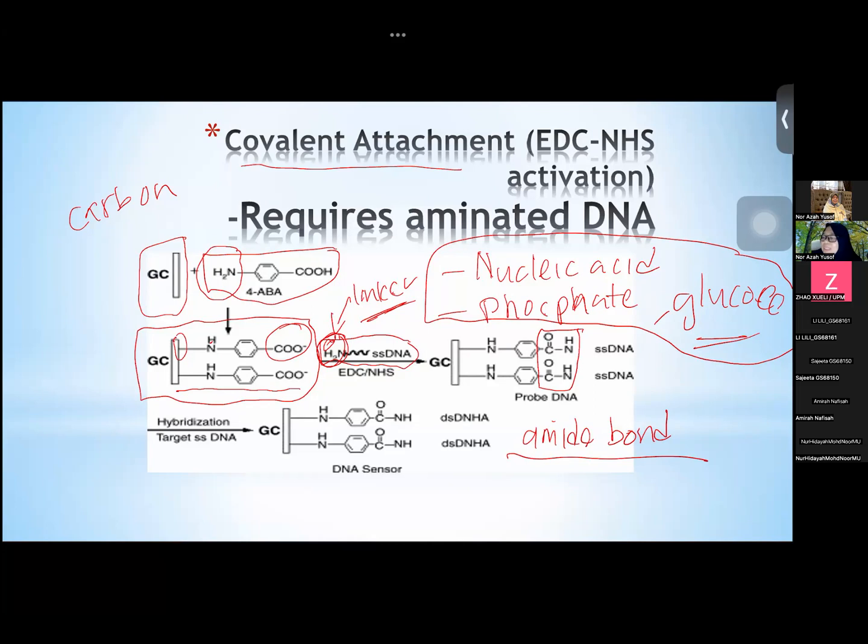Yeah. So what is EDC NHS? This is like activating reagent that helps to make sure that we get this amide bond. If not, then the bond is sort of reversible. So you might have the bonding detached. Yeah, the covalent is not covalent. Sometimes it's difficult to get covalent bond. So once we get the covalent bond, amide bond, now you are confirm the attachment of the DNA bioreceptor on top of the sensor surface.